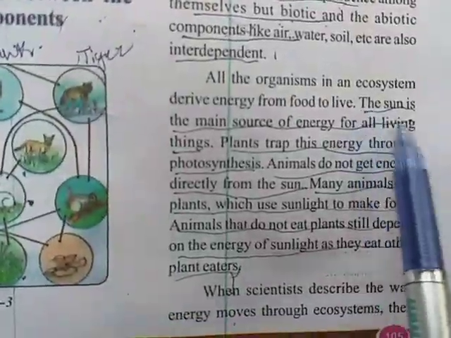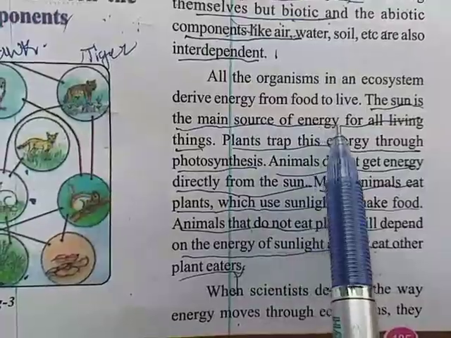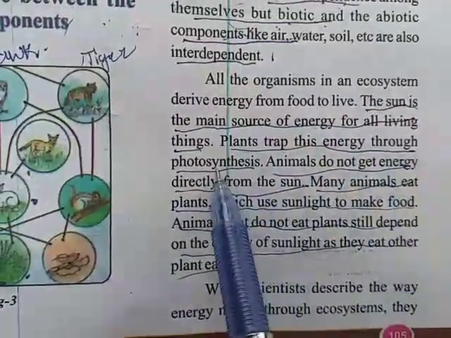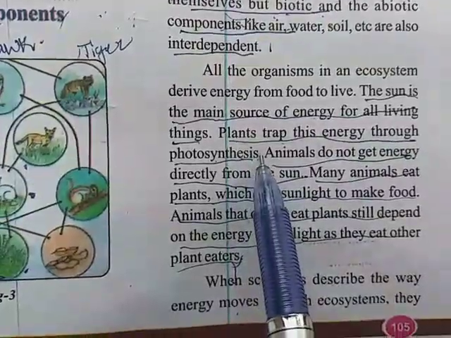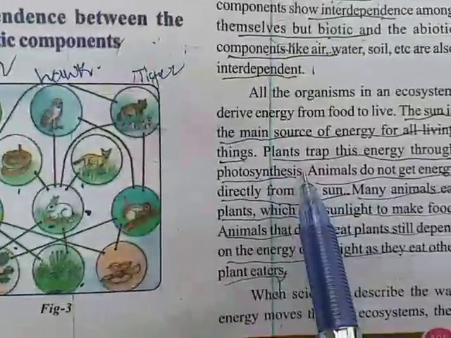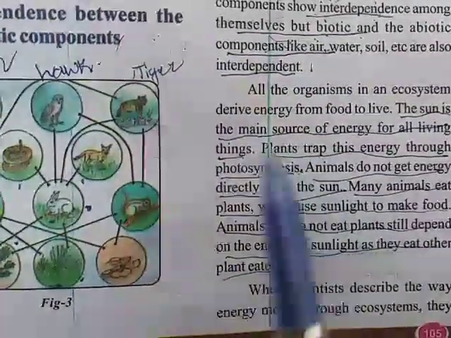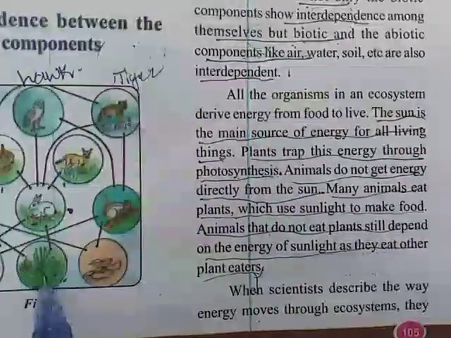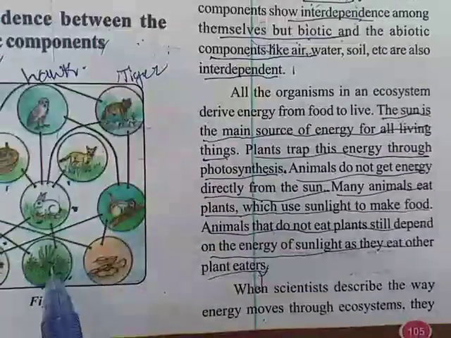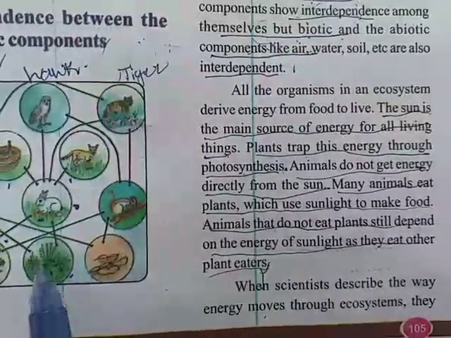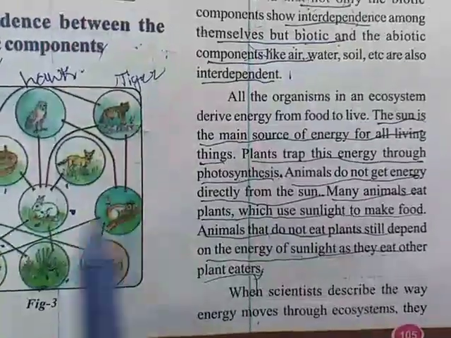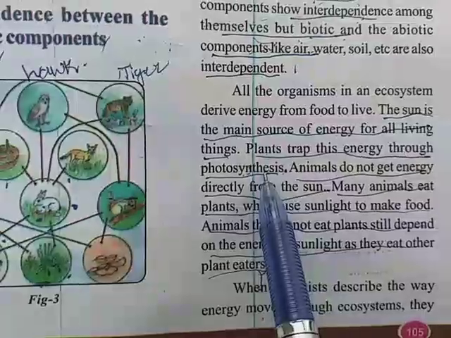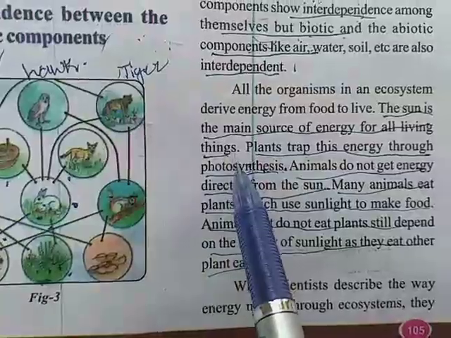Here, the sun is the main source of energy for all living things. Plants trap this energy through photosynthesis. What about the sun? The sun is the main source of energy. So in order to prepare food materials, plants need sunlight. By using sunlight, plants prepare food materials. These food materials are eaten by the remaining animals. By the process of photosynthesis, plants prepare food materials.